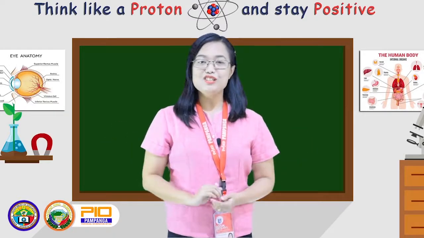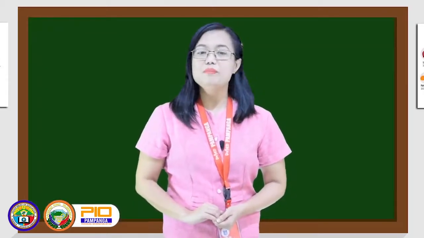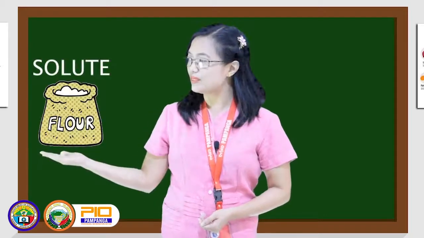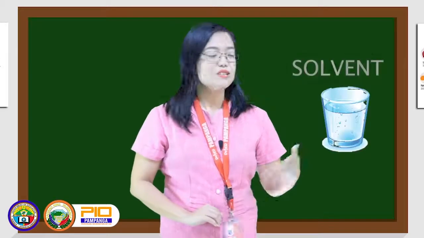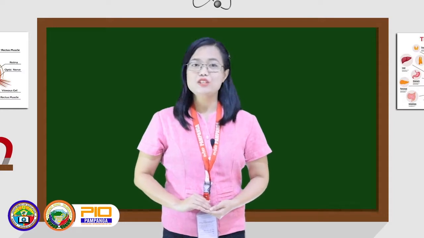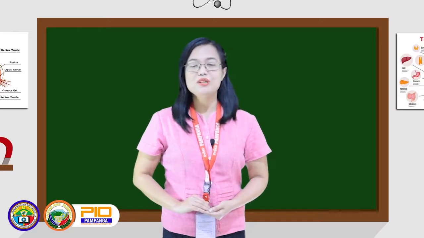What is a suspension? Suspension is a heterogeneous mixture which has particles that do not completely dissolve and settle down at the bottom. Suspension is a cloudy mixture. It is made up of two substances, the dispersed material, which is the solute, and the dispersion medium, which is the solvent. The solute in a suspension is not uniformly distributed, and some particles are still visible in the mixture.